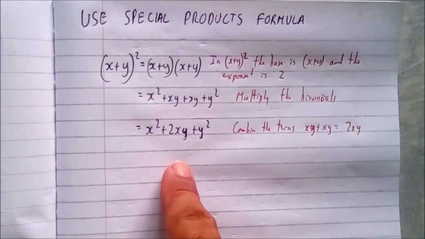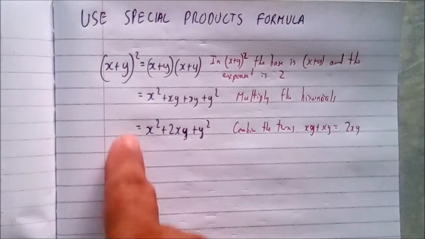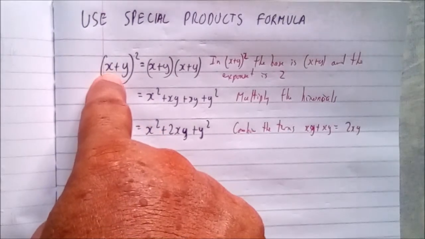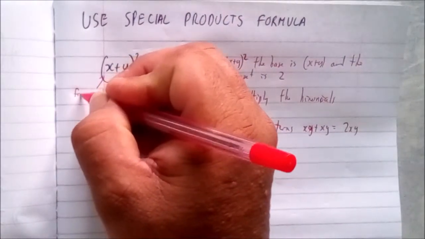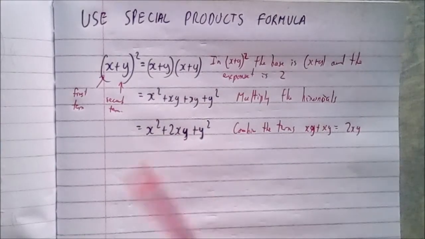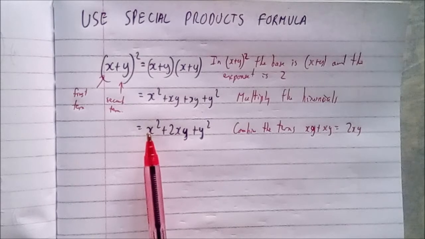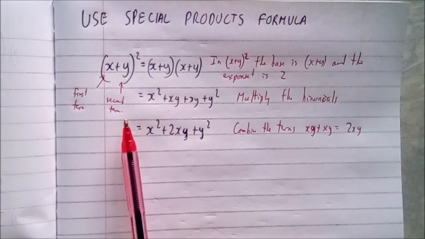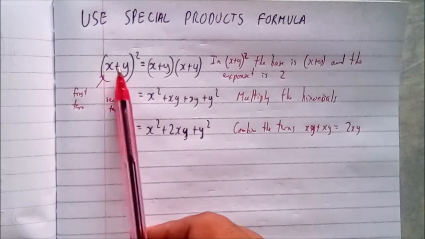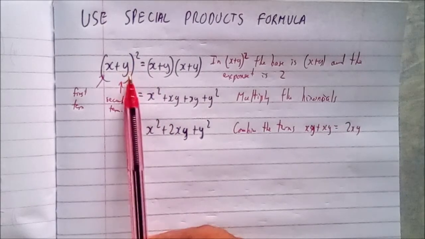We know that the terms of this result are related to the terms of the original expression. How? This is the first term and this is the second term, and let's see the fast method. The result is the square of the first term, x times x, x squared, plus twice the product of its terms, xy and xy, which gives us 2xy, plus the square of the last term, y.